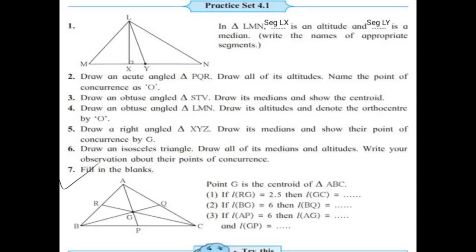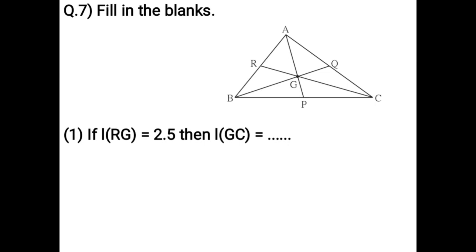Fill in the blanks. Point G is the centroid of triangle ABC. If length of RG is 2.5, you have to find length of GC. Segment CR is the median, made of length of RG and length of GC. You have to divide each median at the centroid in the ratio 2:1. GC is greater than RG. GC you have to consider it as 2 and RG you have to consider it as 1.